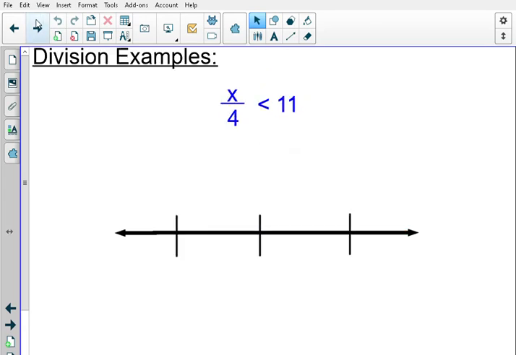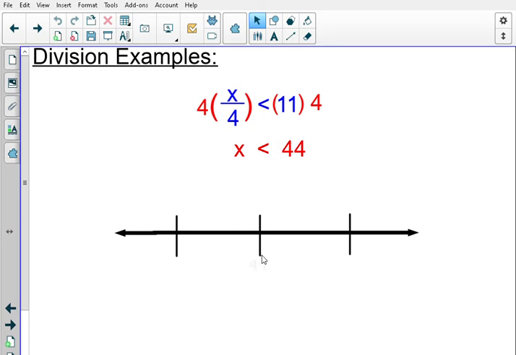Let's take a look at how it works with division. So this says x divided by 4 is less than 11. The inverse of dividing by 4 is to multiply by 4. So we're going to multiply both sides of this inequality by 4. Over here, the 4's will cancel out. It leaves us with x is less than 11 times 4, which is 44. Our inverse operation, we're multiplying by a positive 4, so we will not change the direction of the sign. And we end up with x is less than 44.